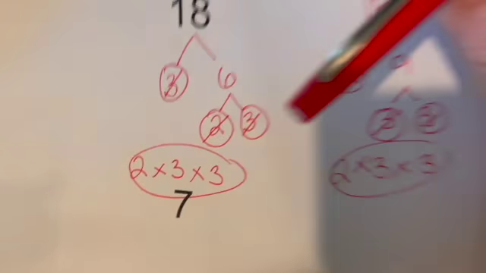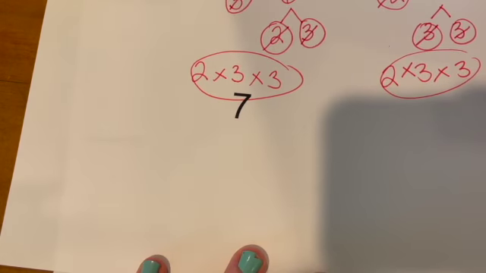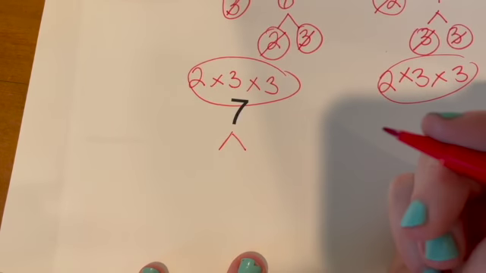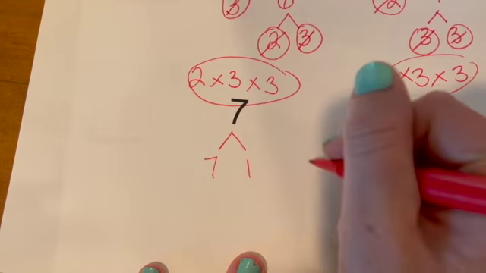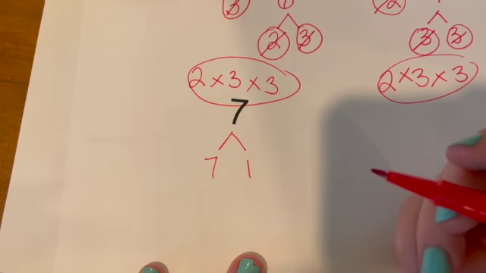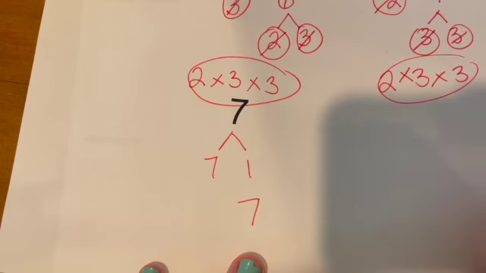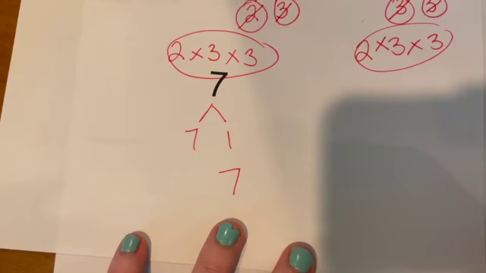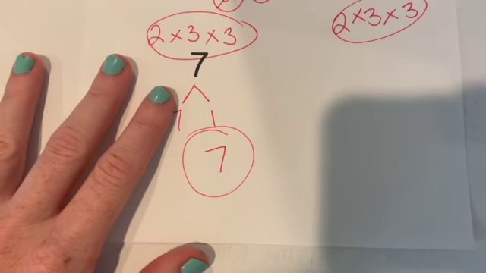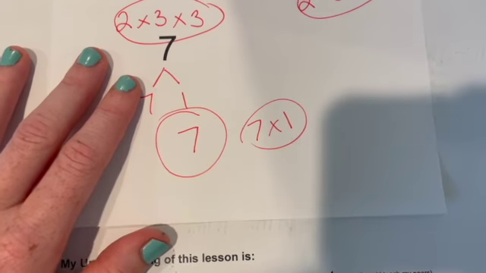Okay, now we're going to go down to 7. I'm going to ask myself, what can I break this 7 down into? I could only break it down to 7 and 1 actually, and there's no 1s allowed in that factor tree. So mine is just 7. Okay, so the answer for that one would just be 7. I could have said that it is 7 times 1.